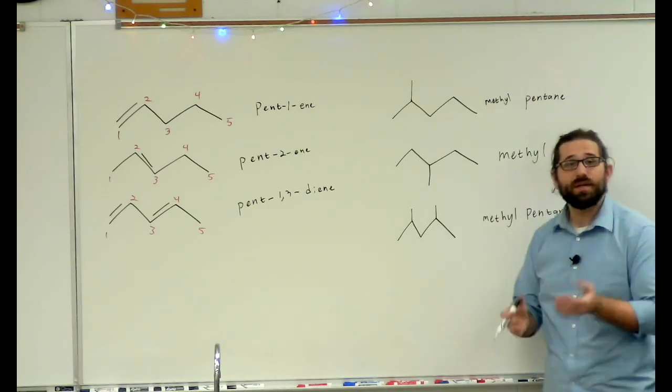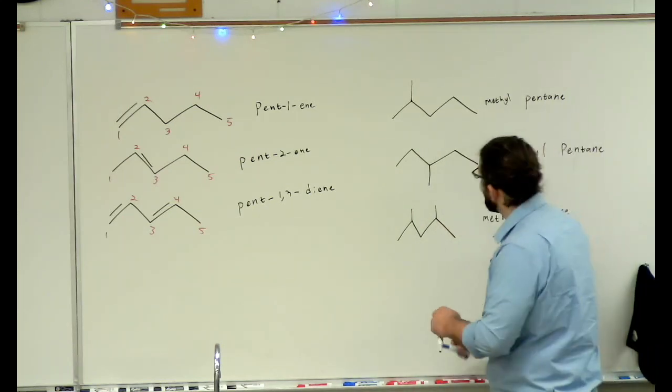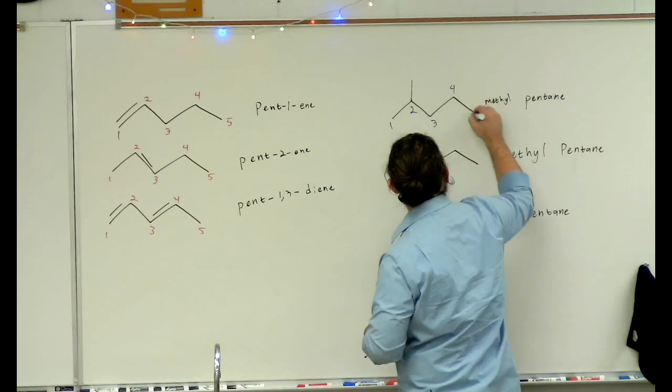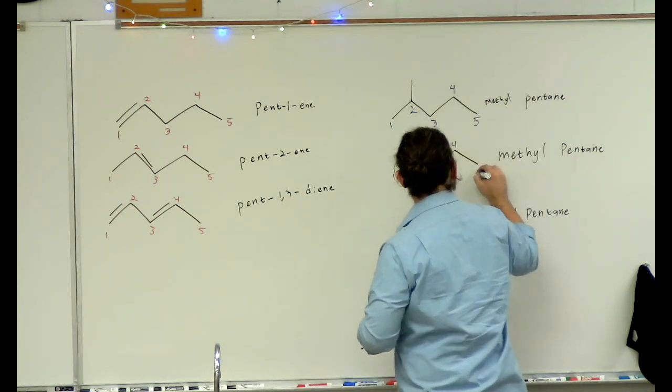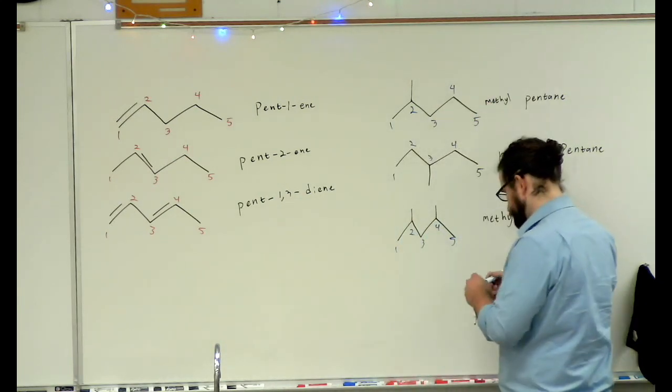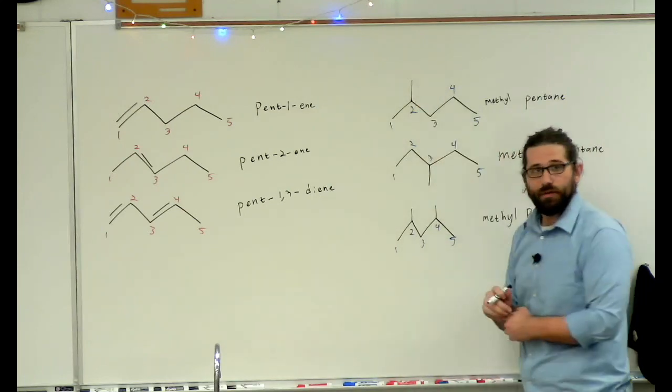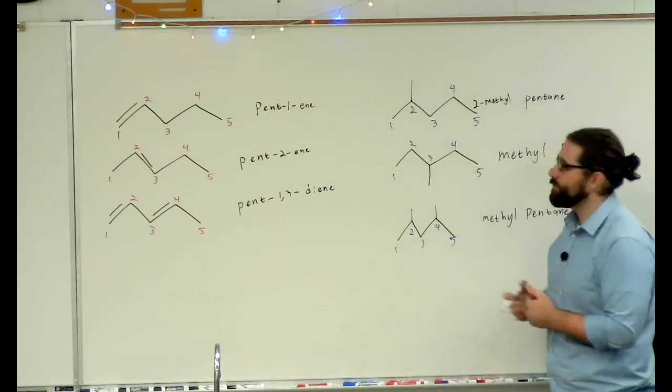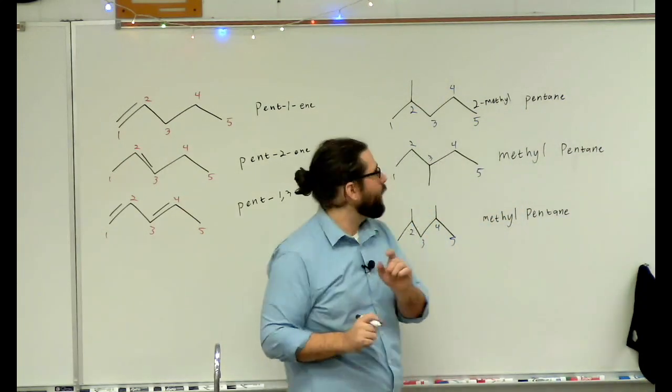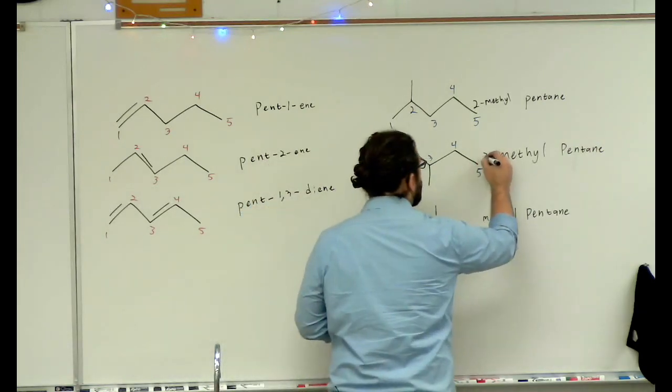I need to identify which carbon does that methyl group start on. So again, I'm going to number these. 1, 2, 3, 4, 5. So in this case, my methyl group starts on my second carbon. So I'm just going to identify that with a 2-methyl pentane. Nice and simple. Nothing special, nothing extra. My second one, my methyl group starts on my third carbon. So I write this as 3-methyl pentane.